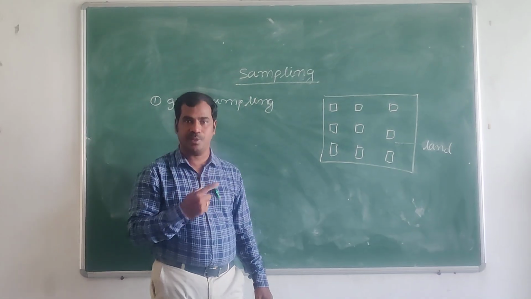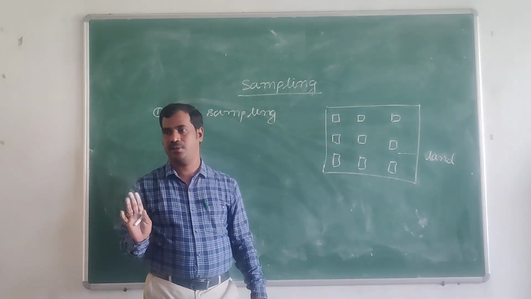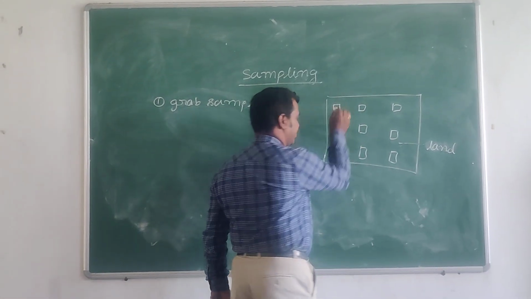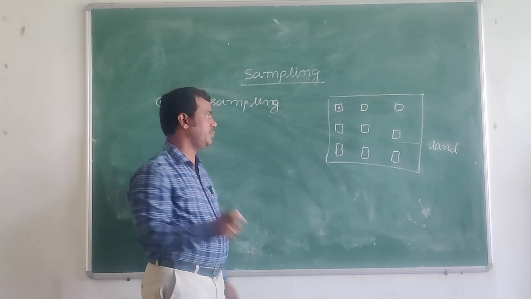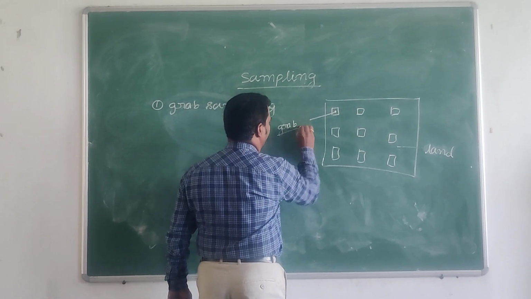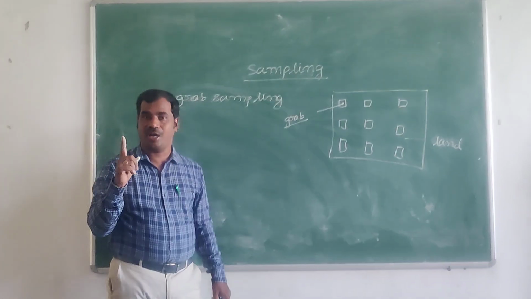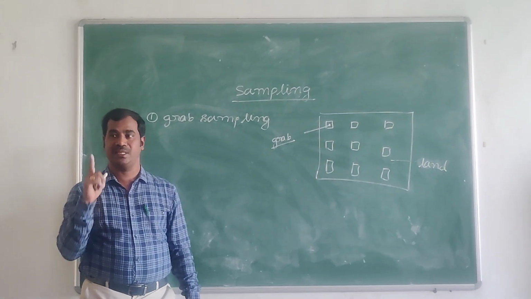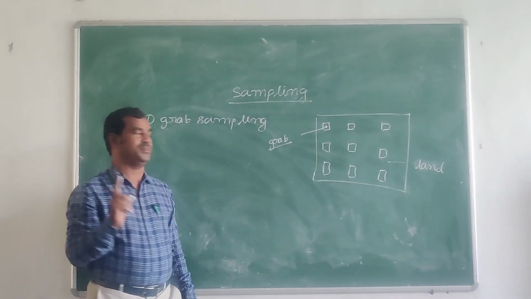Because the columns are horizontal and vertical methods. First we take a sample here, one sample. A single sample is called a grab sample.